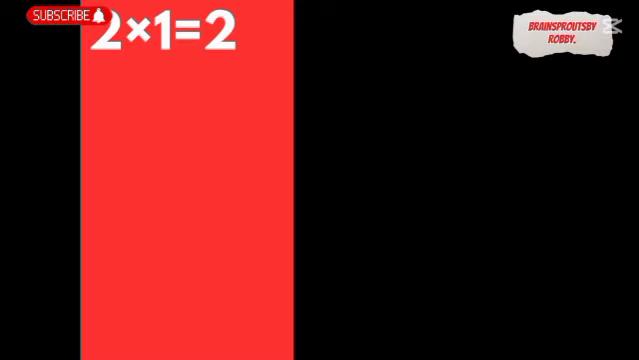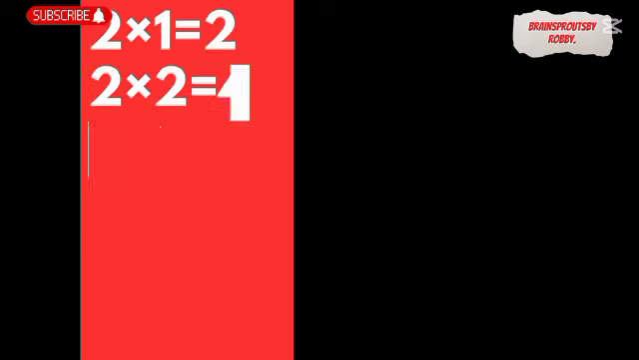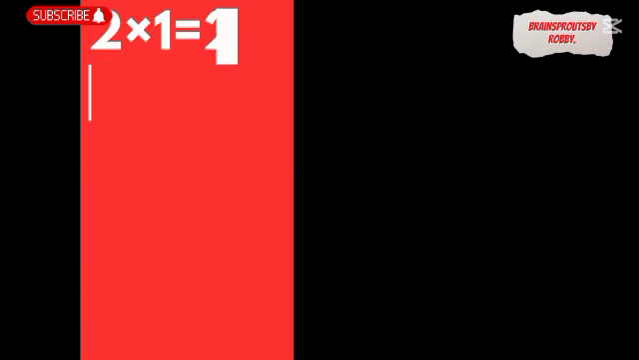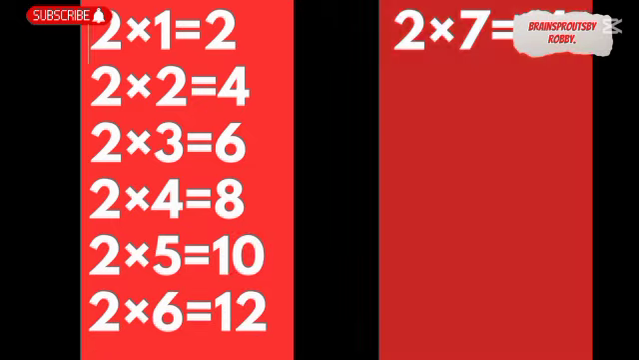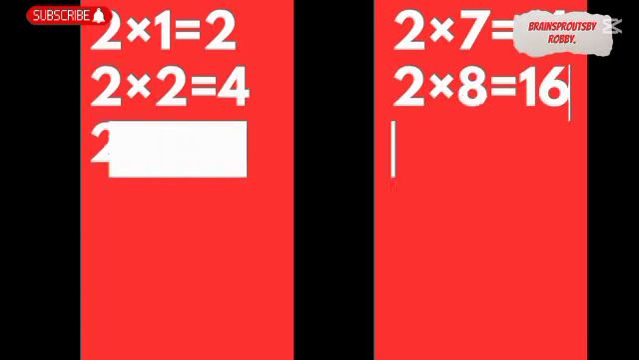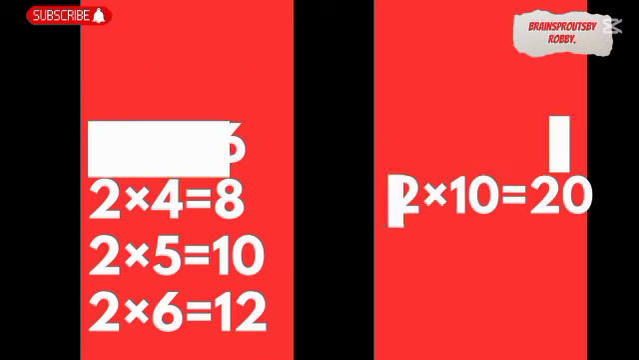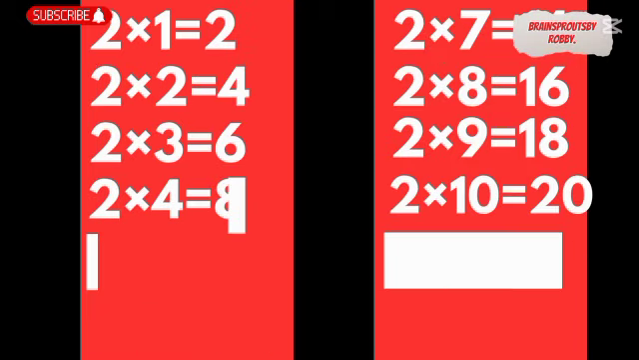2 times 1 equals 2. 2 times 2 equals 4. 2 times 3 equals 6. 2 times 4 equals 8. 2 times 5 equals 10. 2 times 6 equals 12. 2 times 7 equals 14. 2 times 8 equals 16. 2 times 9 equals 18. 2 times 10 equals 20. 2 times 11 equals 22. 2 times 12 equals 24.